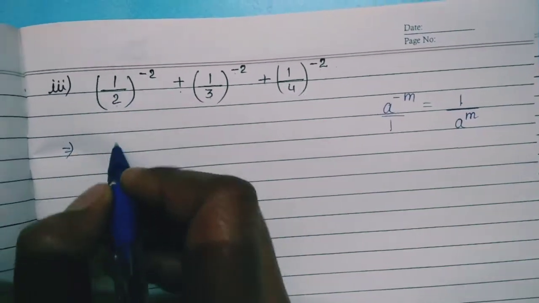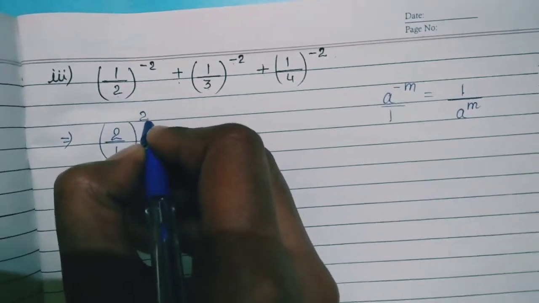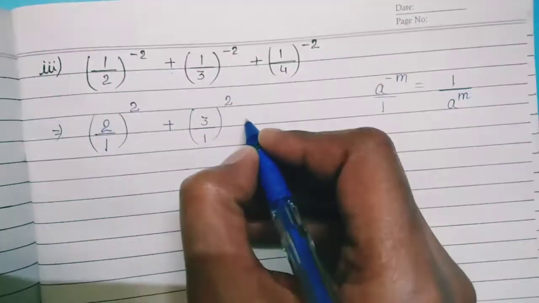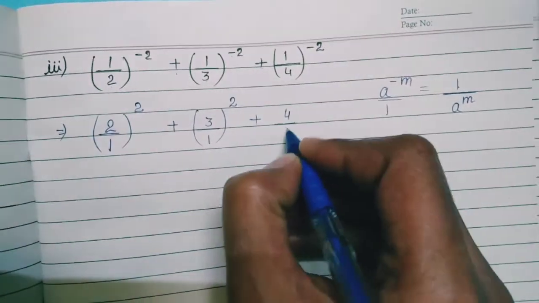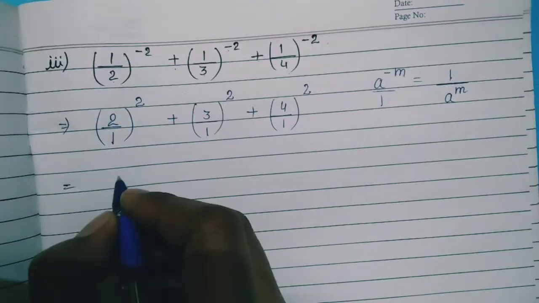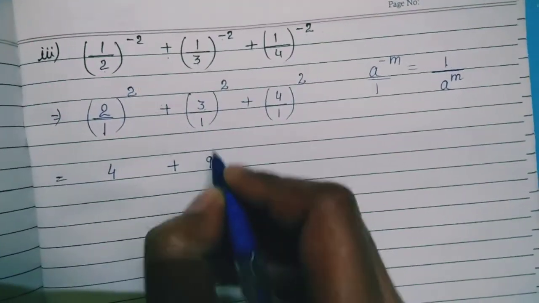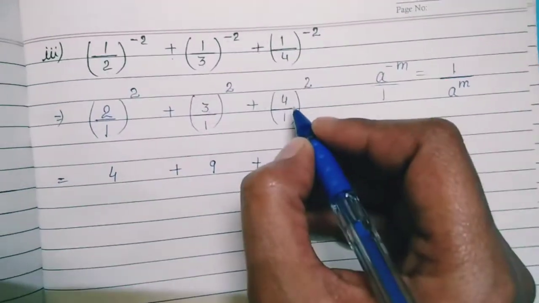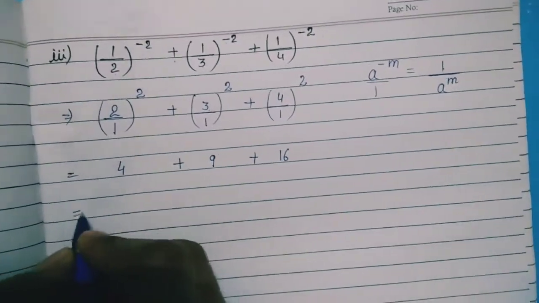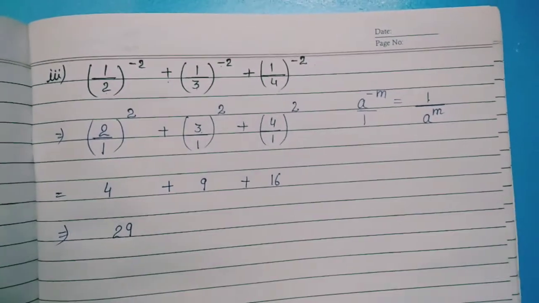So this 1 will go downside and 2 will go upside, but now the exponent is positive. Here 3 will come upside, 1 will go downside having positive exponent. Same as here, 4 will come upside and 1 will come downside having positive exponent. Simply 2 square is 4, 1 square is 1, 3 square is 9, 1 square is 1. Now 4 square is 16, 1 square is 1. Simply when you add them, you will get 29, which is the answer of the third one.